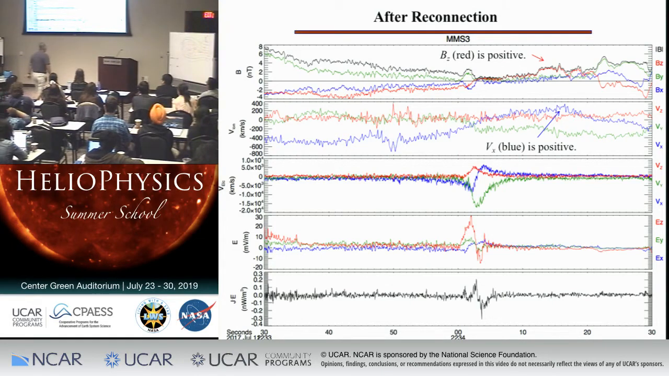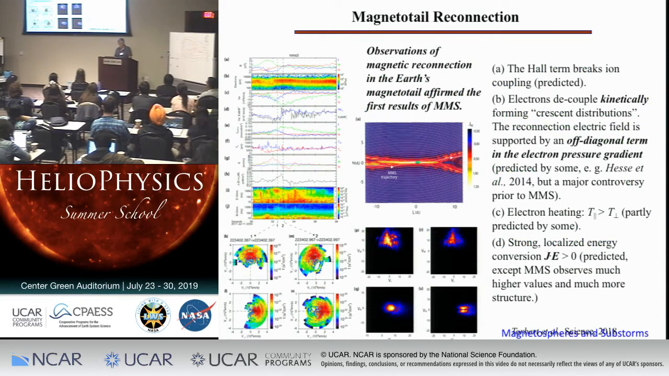So now we could do the same. MMS is snapping massive amounts of data in this. So this is a 2018 paper that I'm going to show you about magnetotail reconnection. And these are the ion electron distributions in the raw.